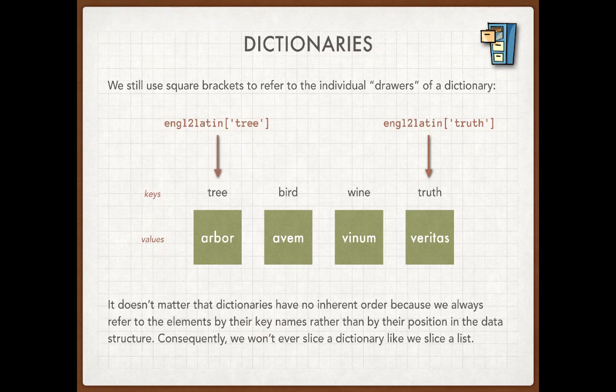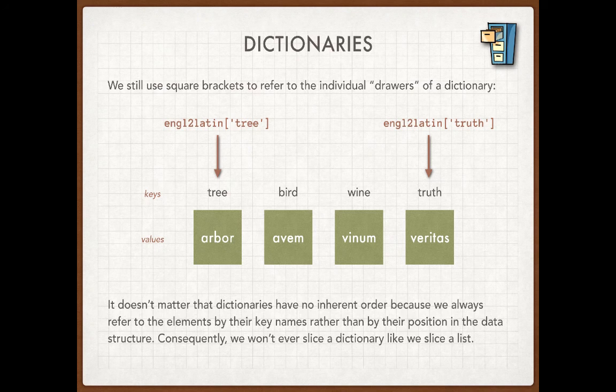When I refer to any individual drawer, I do it the same way I did with a list. And I'll acknowledge this may be a little confusing because now we're back to square brackets again. But Python is consistent in this regard. Anytime I access the drawer of a collective data structure, doesn't matter whether it's a list or a dictionary, I'm always using square brackets, always. In this case, the name of my structure, the name of my filing cabinet, is English to Latin, and I want to refer to the contents of the drawer that has the label tree.